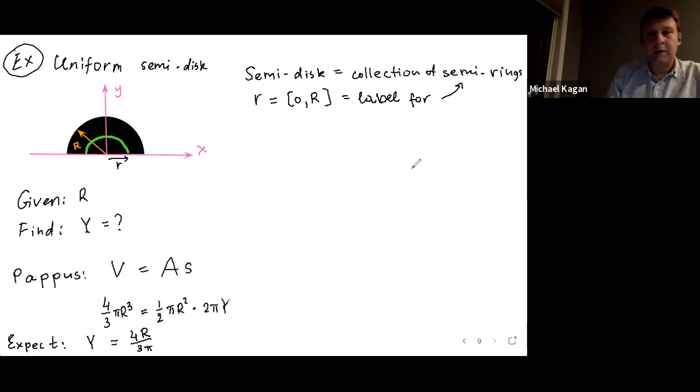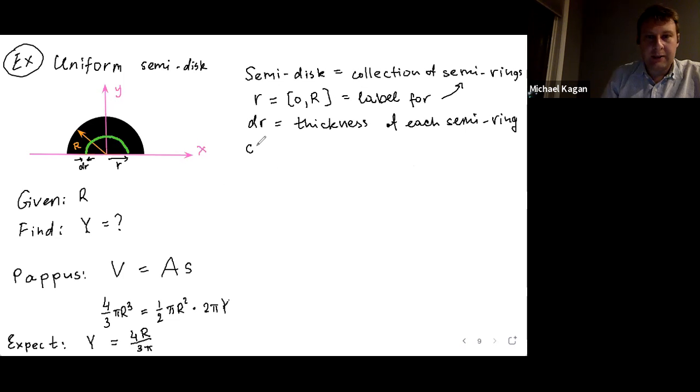This is the label for the semi-rings. Each ring comes with a thickness. Let us call it dr. So dr is the thickness of each semi-ring. Now, the center of mass position, let's call it y of r. What is it? Just read off the previous answer. That was r times 2 over pi, right?